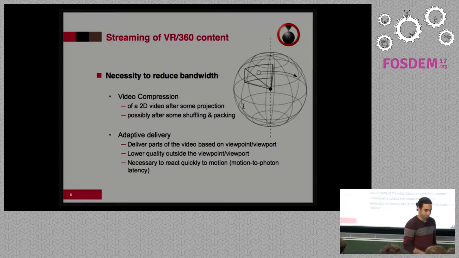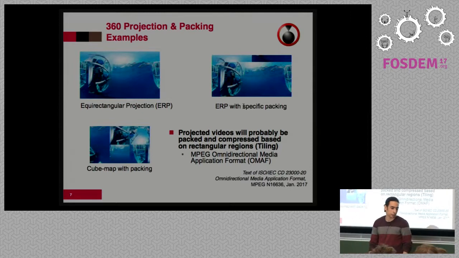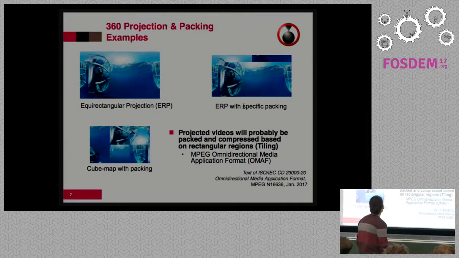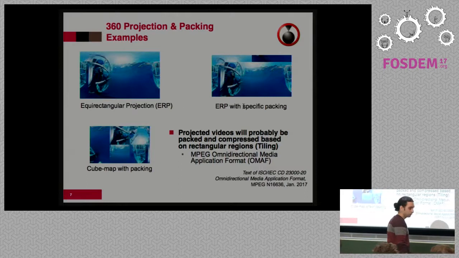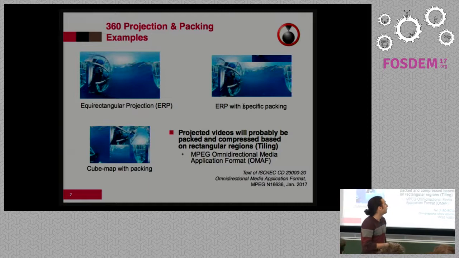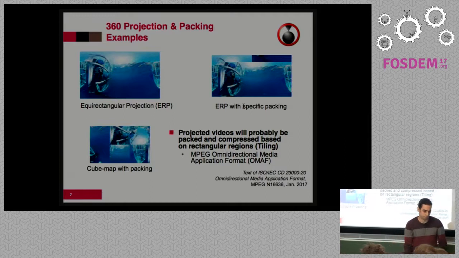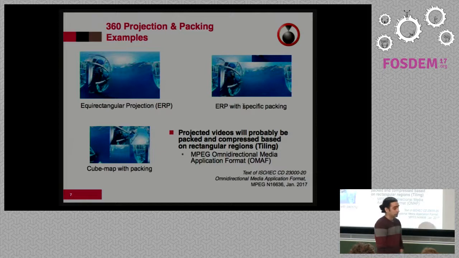Here we have some examples of projections. We have the simple one, equirectangular projection, and equirectangular projection with the specific packing. We just take the top and the bottom of the video where we don't need a lot of precision and put it on the top. We can do also a cube map projection with packing. So we think videos will probably be packed and compressed based on a rectangular region. And hence the interest for tiling.